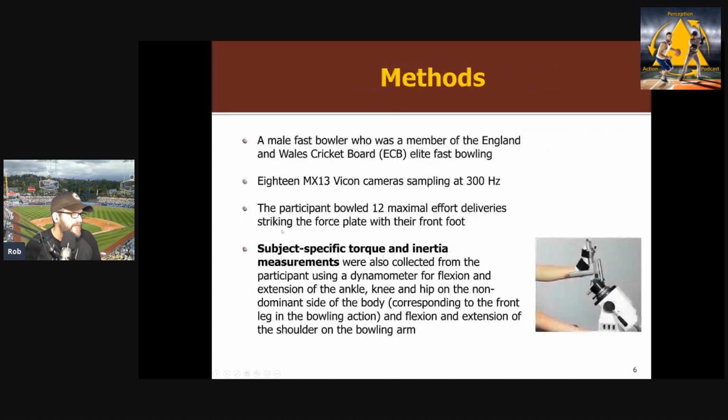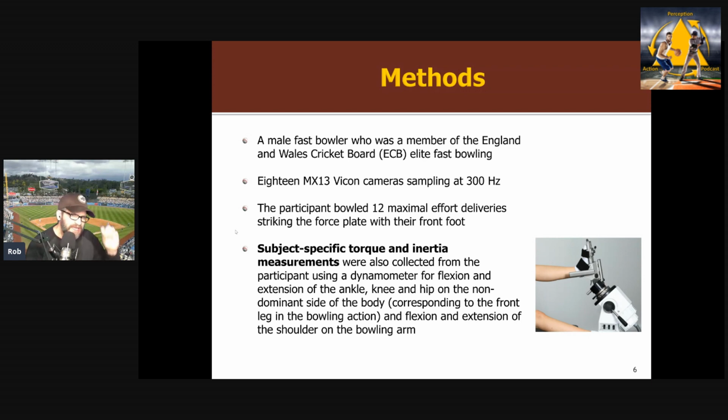So the actual methods, they had one bowler from the England and Wales Cricket Board. He was a fast bowler. If you know about cricket, there's different types of bowlers. Some of them do something almost equivalent to baseball pitching, where people use fastballs versus off speed. So this was a fast bowler. They motion tracked him with Vicon cameras and markers all over the body. They had a force plate to measure the contact point and things like that. They had him throw 12 deliveries. So this is the information that's going to be used in the model, right? They're going to have the delivery.